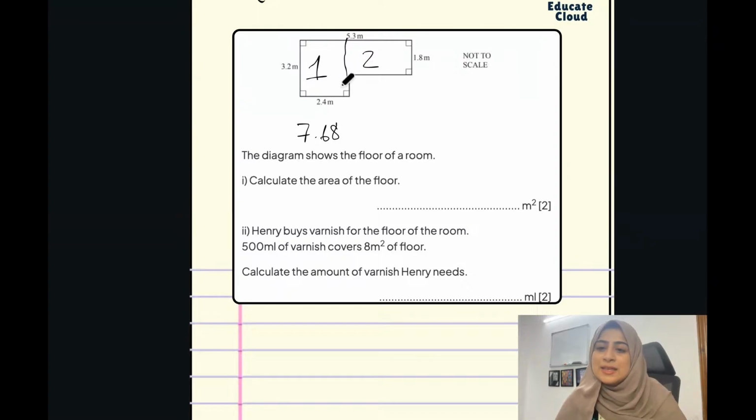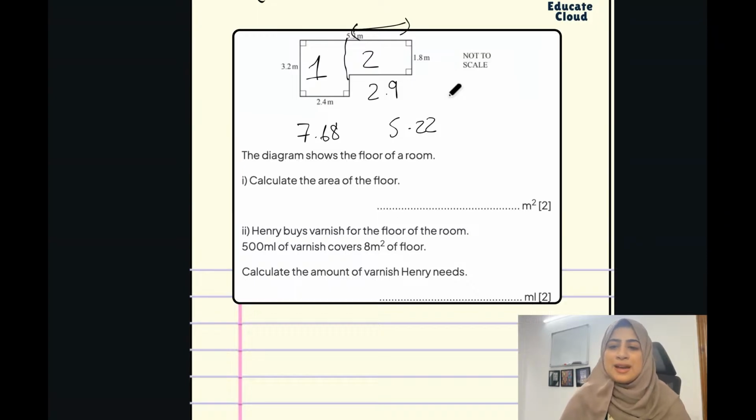And then to get this one, we need this length. So this length is going to be 5.3 take away 2.4, because 5.3 is the whole thing. So that's going to be 2.9. So 2.9 times 1.8 gives me 5.22. So part 2 is 5.22. So we're going to add that to 7.68 to get the total area to be 12.9. Okay.